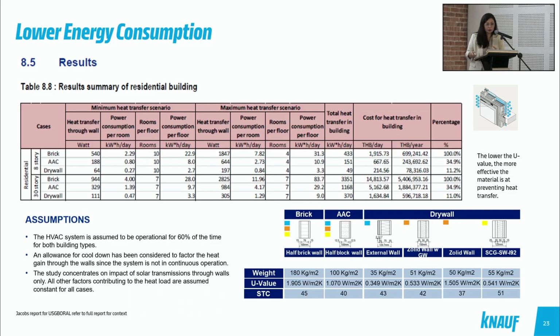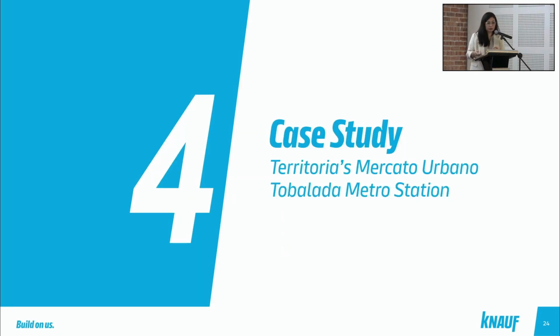Okay, with the low U value, as you can see here for drywall, right? It insulates the building, so it doesn't require a high cost of energy to cool down the building. So in other words, it makes the building efficient in terms of cooling down through the low U value. So let's look into a case study that we have.